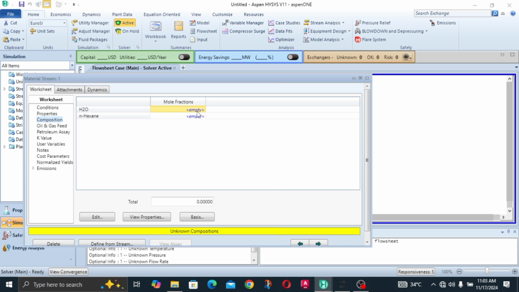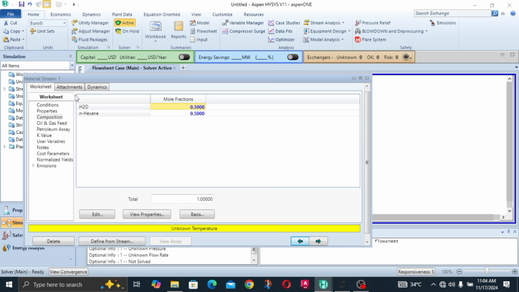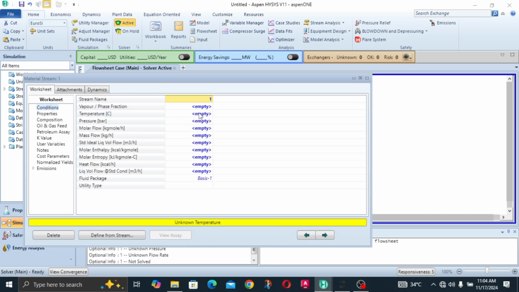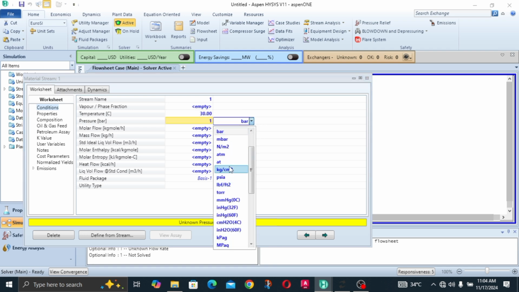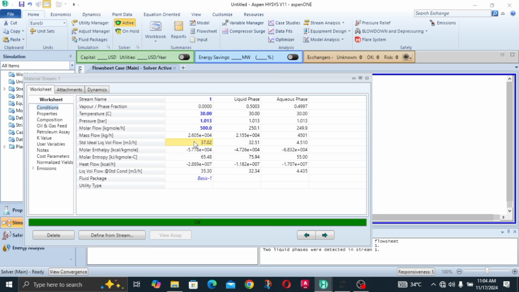So 50% H2O, that should be our composition, and 50% hexane. With that, we have a mixture in terms of composition. All right, so we come down here. Let's give it a temperature of 30 Celsius. 1 atm for our pressure, which is equal to 1.013 bar. And a molar flow of 500 kilogram per hour. With that, we've successfully created our stream. Let's name this mixture for easy reference.